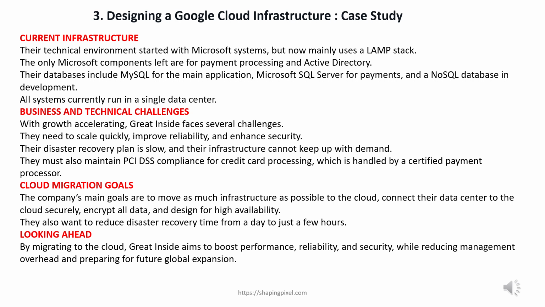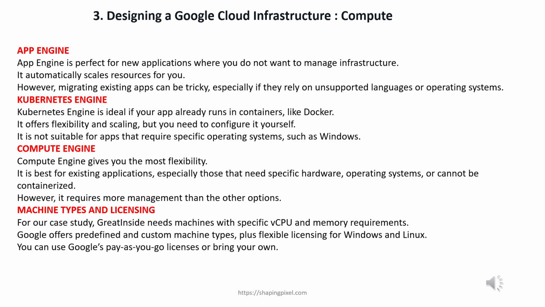When choosing compute options on Google Cloud, you are not limited to virtual machines. Let's quickly break down the main choices: App Engine, Kubernetes Engine, and Compute Engine. App Engine is perfect for new applications where you do not want to manage infrastructure. It automatically scales resources for you. However, migrating existing apps can be tricky, especially if they rely on unsupported languages or operating systems.